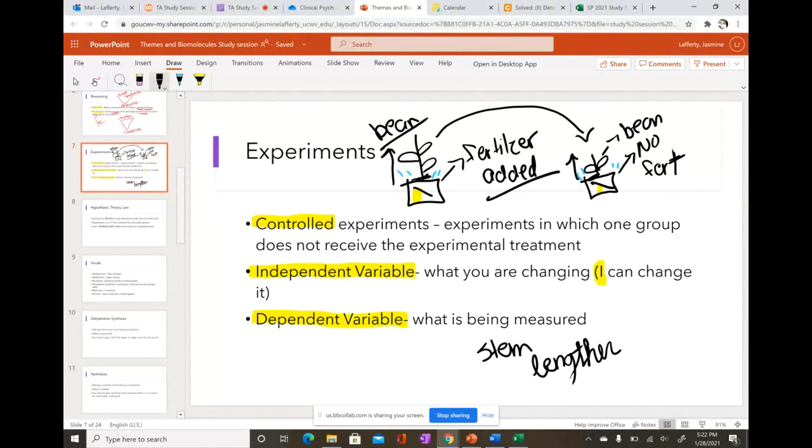I think that's all right. Okay, now one more thing. Say we were making a graph of our results. The independent variable always goes on the x-axis, and the dependent variable always goes on the y-axis. Okay?